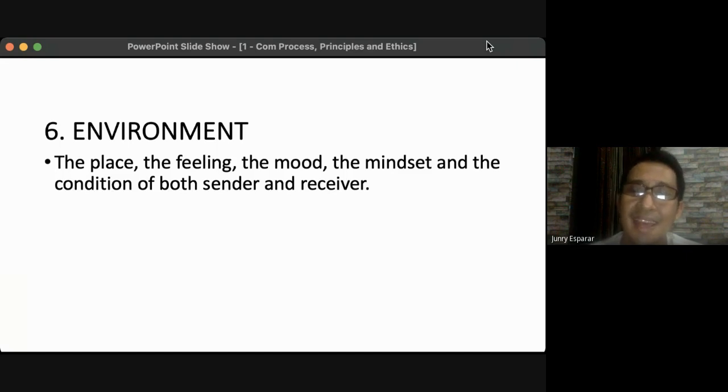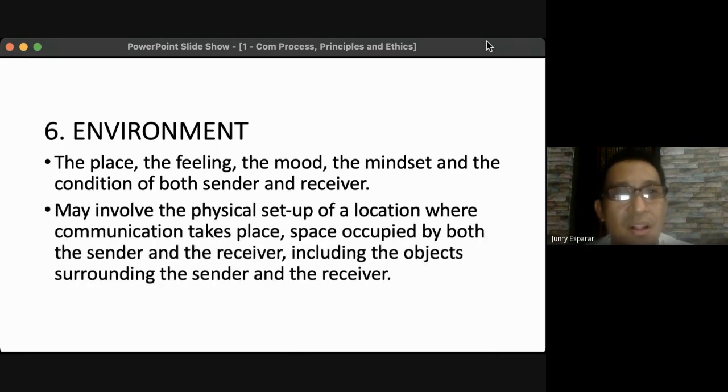The feeling, okay? I think I mentioned it before that never decide when you are too happy or too angry, because your decision would definitely be different from when you are sober, not in euphoria or something. Also your mood, right? And the mindset. So it's very important that you are kind of on the same boat, so to speak. It may involve the physical setup of a location where communication takes place, space occupied by both the sender and the receiver, including the objects surrounding the sender and the receiver.